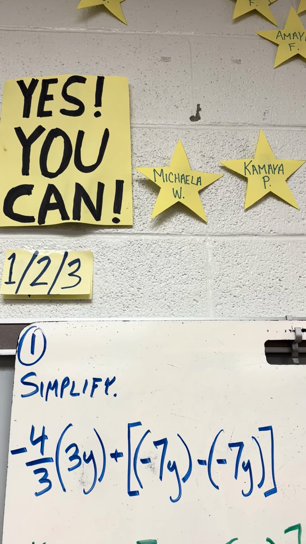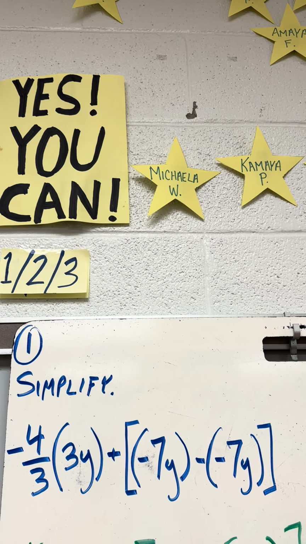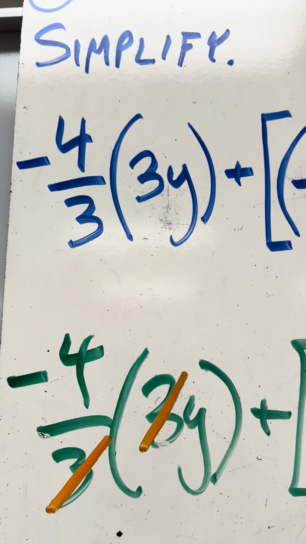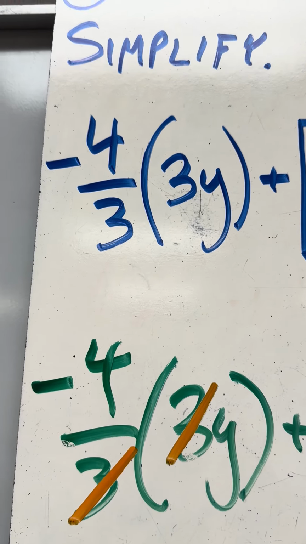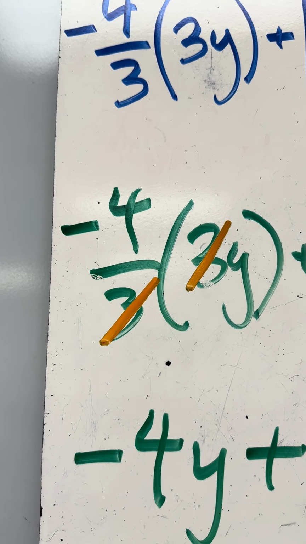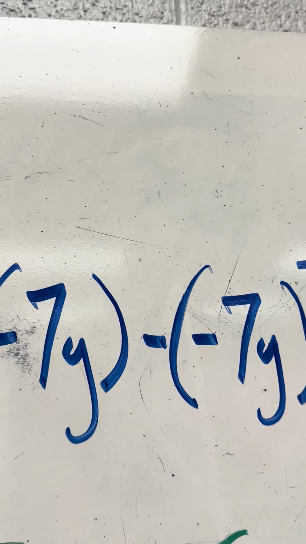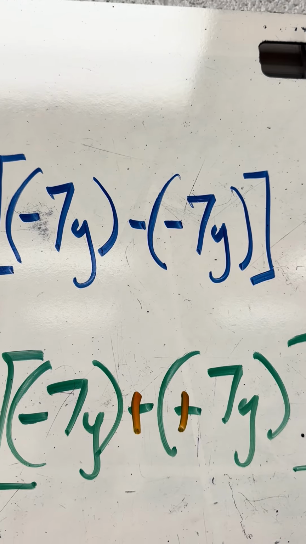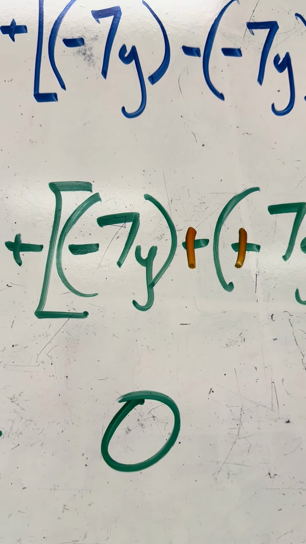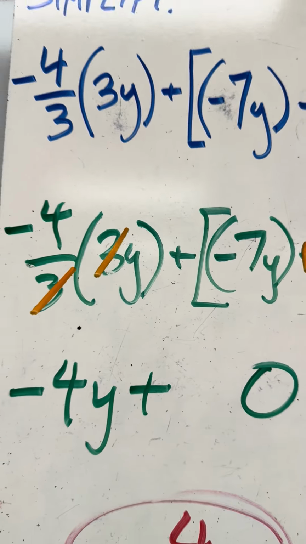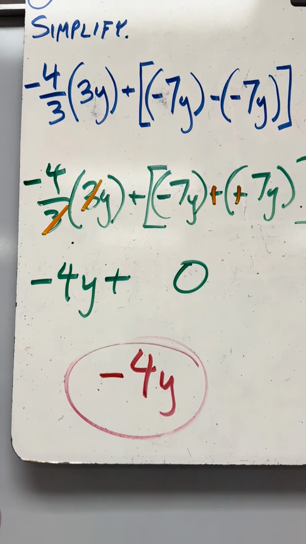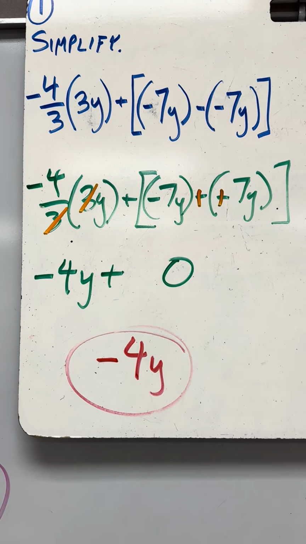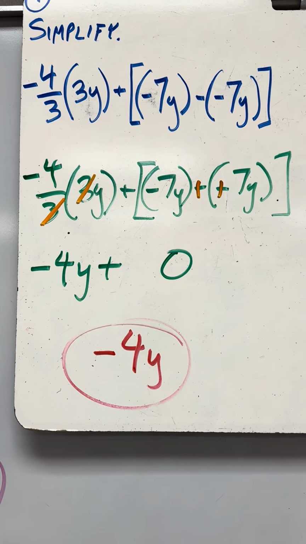Simplify -4/3 times 3y plus -7y minus -7y. Now, what happens to these threes here? The threes cancel out, right? So you have -4y, right? Now, minus is the same as plus, right? So what's -7y plus 7y? That's going to be 0. -4y plus 0 is -4y. That's it. Some of these problems will be so ridiculously easy that you're going to think, wait, it can't be that easy. Yes, it's that easy, okay?